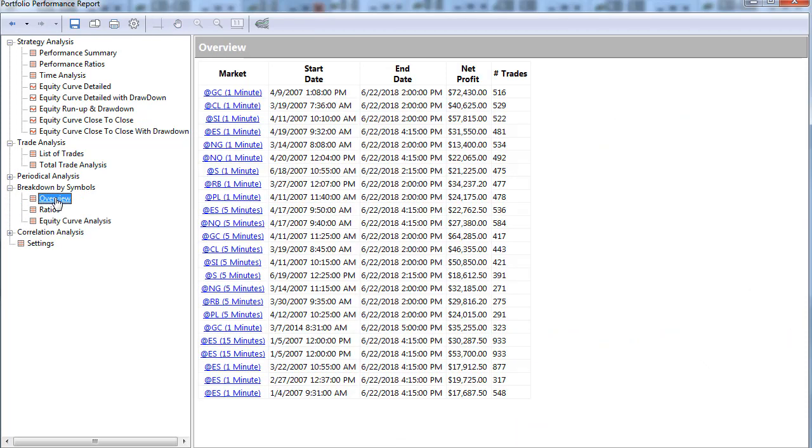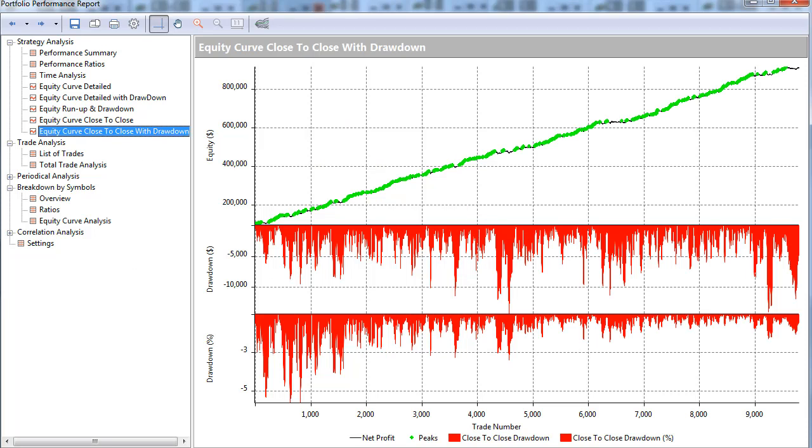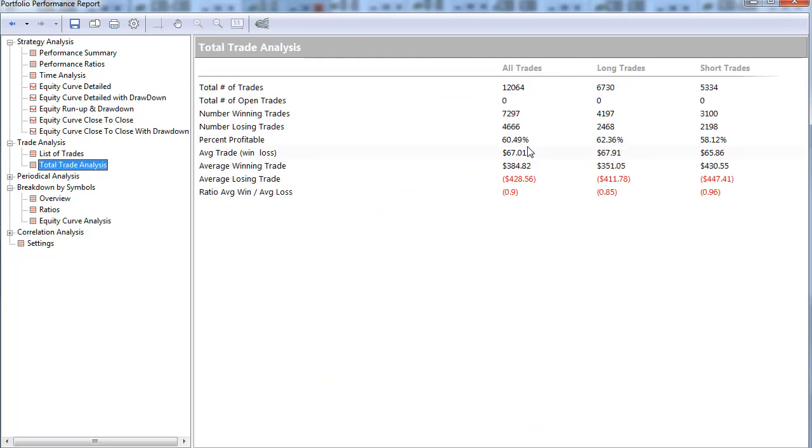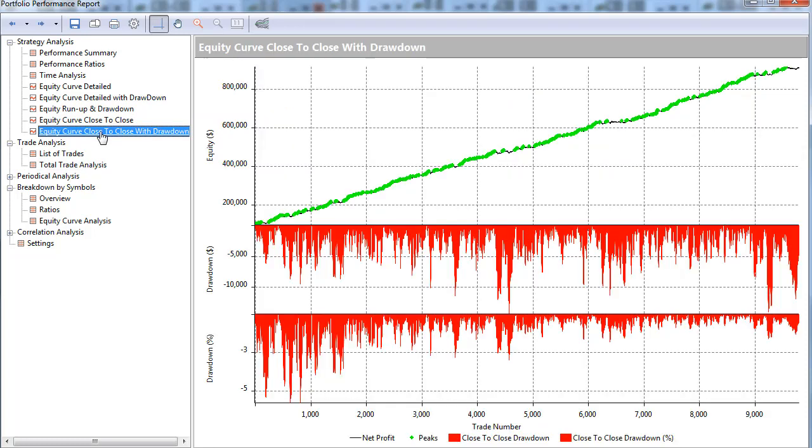And so one of the things we're going to take a look at now is the breakdown by symbols. And so we're going to look at each performance summary. This is why I like the MultiCharts portfolio backtester. It's the same code and the same data as TradeStation, and it gives you a quickly combined results. You can see the drawdown curve. You can see the total trade analysis, average trade profit. This is inclusive of slippage and commission, $25 round turn average, and we're beating that on average.